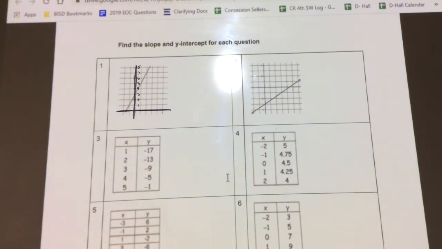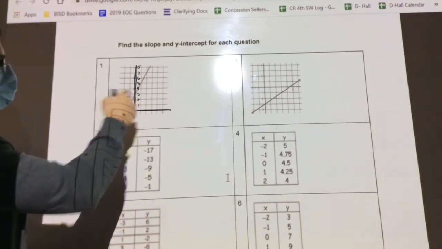What is the y-intercept of this graph? Addison? 4. 4? Positive 4. 3. I'm going to say 3.